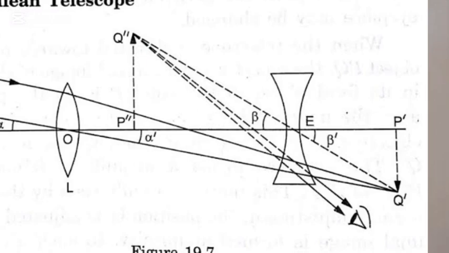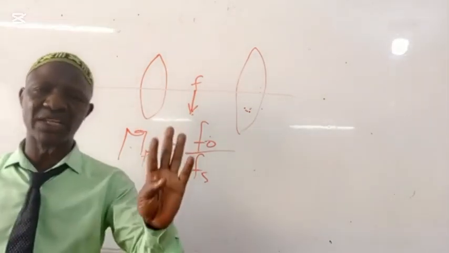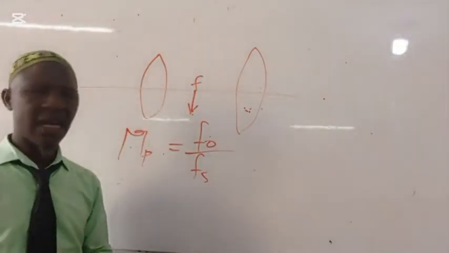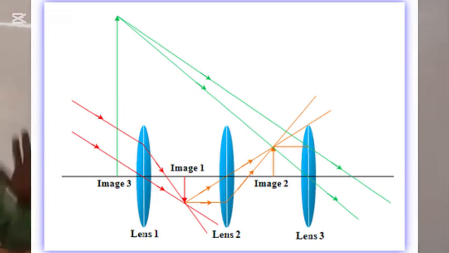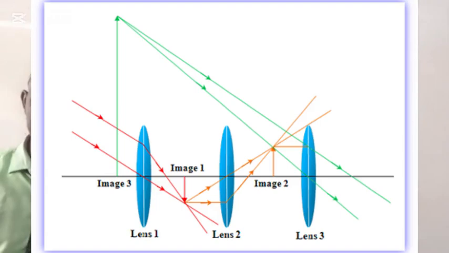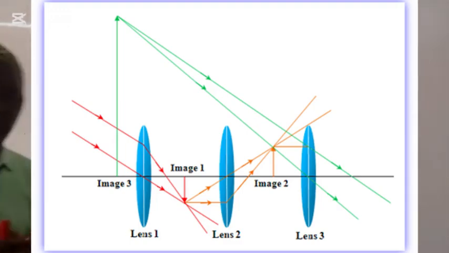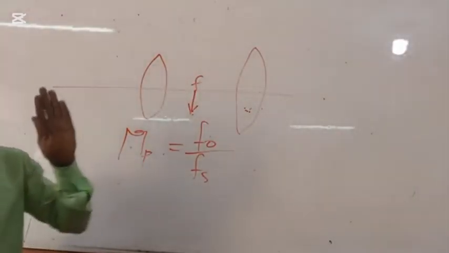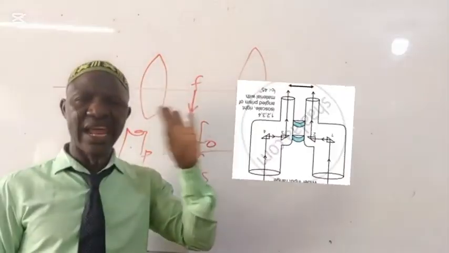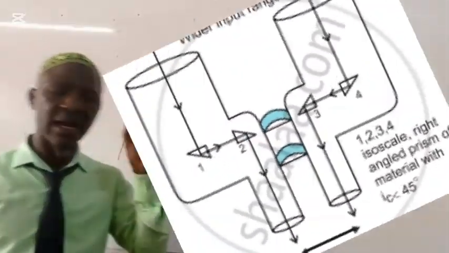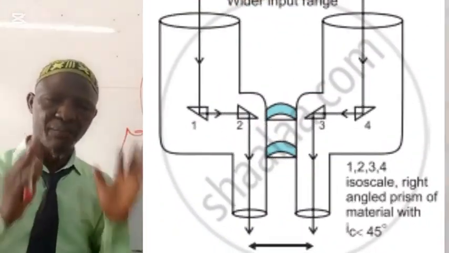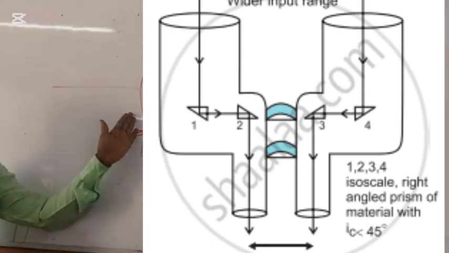Then we have the terrestrial telescope as well. That one comprises three converging lenses, as you can see on the screen. It's only the Galilean telescope that combines the two types of lenses together, converging and diverging. Then we have the prism binocular. The prism binocular comprises four lenses and four right angle triangular prisms, as you can see from the screen.